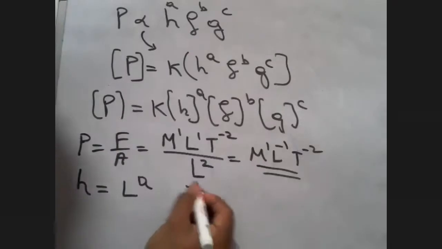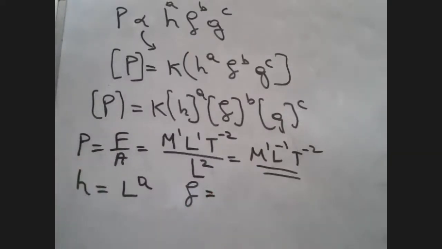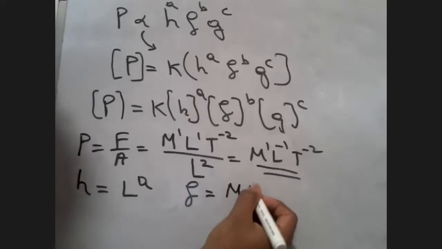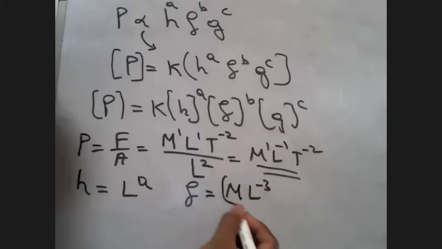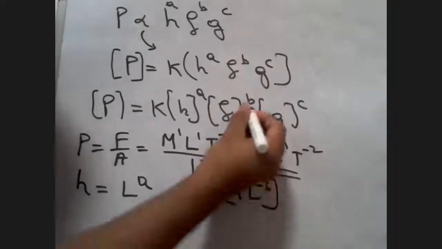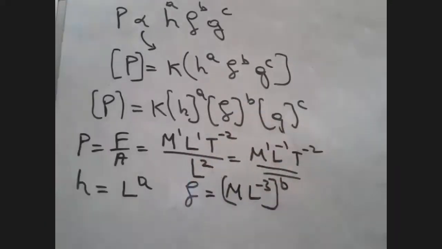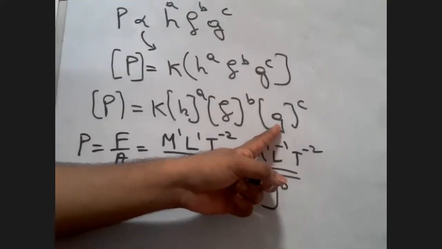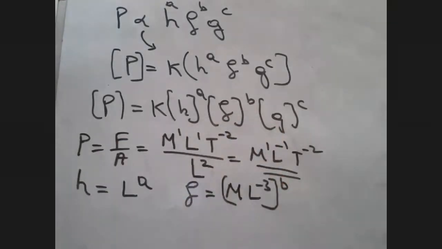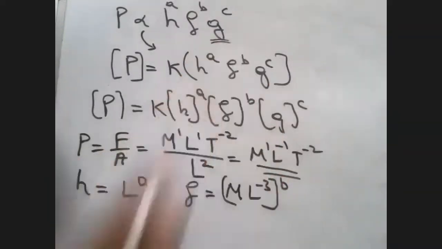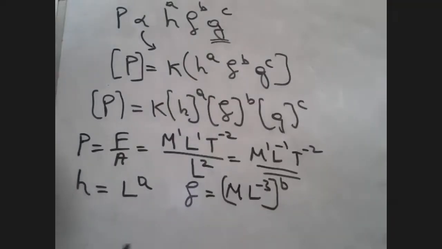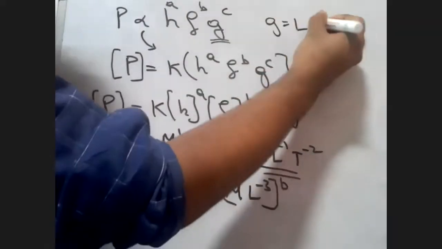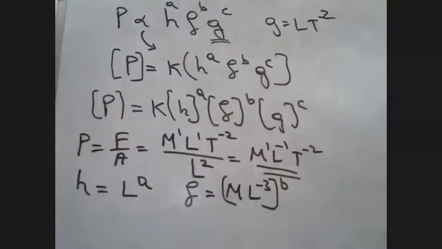Then density is what? Mass upon volume. M upon L raised to 3, I took L raised to minus 3 on top. Of course, density is proposed to have some exponent, which is B. And gravity, students, yesterday we found out, what was it equal to? LT minus 2. Does anyone remember? Gravity is also known as acceleration, so that should make it easy for you. Acceleration is meter per second square. So gravity is LT raised to minus 2.